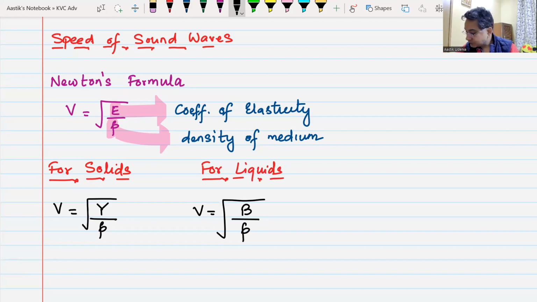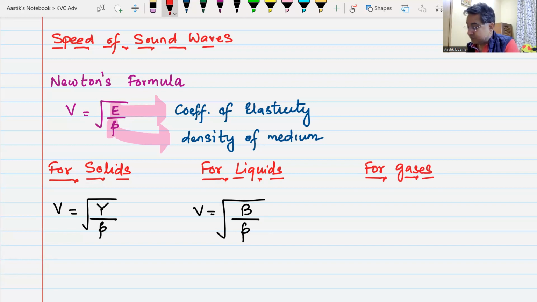Now, what is the formula for gases? Remember, this modulus of elasticity for gases depends on the process. If the process is isothermal, then the bulk modulus for gas for that process will be different. If that process is taken as adiabatic, that formula for bulk modulus becomes different.